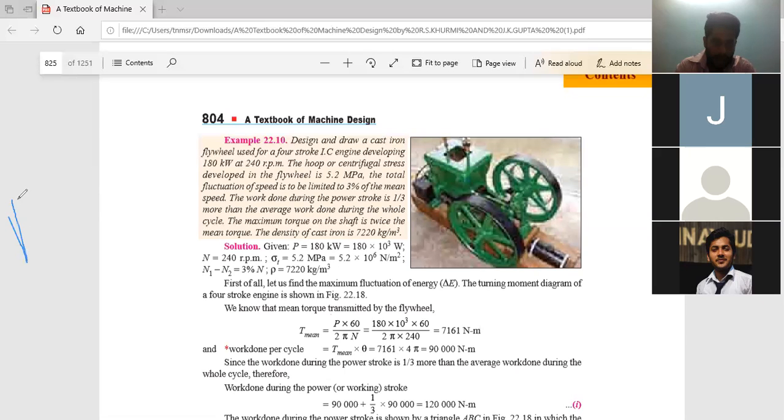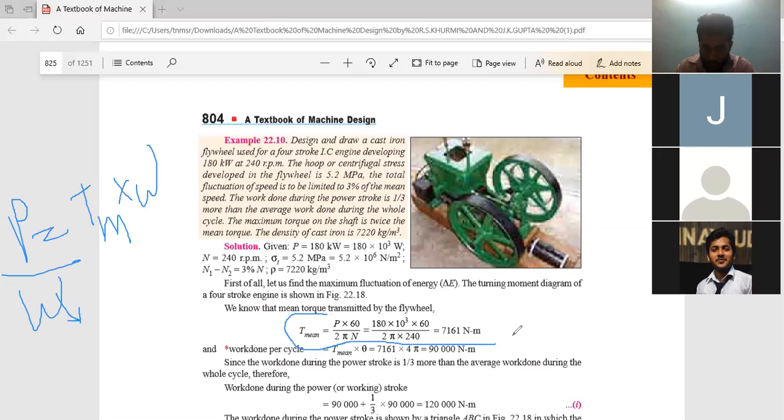We know that power P is nothing but mean torque, that is T mean into omega. So T mean will be power divided by omega, and omega I know is 2 pi N by 60. Use that expression and you will get the value of mean torque. P is given in the problem, N is given in the problem, and you are getting mean torque as 7161 Newton meter. Is this step clear?